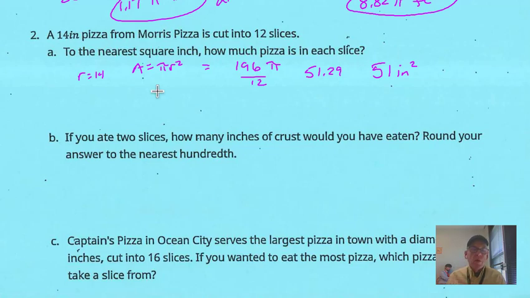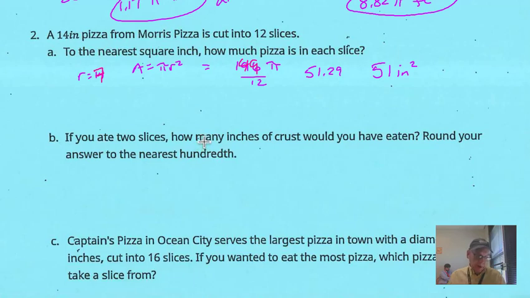Okay, before we go on, let me point out a mistake that I made. I used the 14 as though that was the radius. That actually would be like an extra super large pizza, a 28-inch pizza. A 14-inch pizza has a 14-inch diameter, which means the radius is actually 7. I thought 52 inches was a little bit too big for a slice. So this should have actually been 7 squared times pi, or 49 times pi divided by 12.